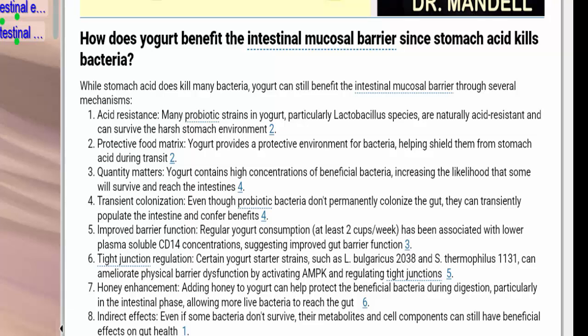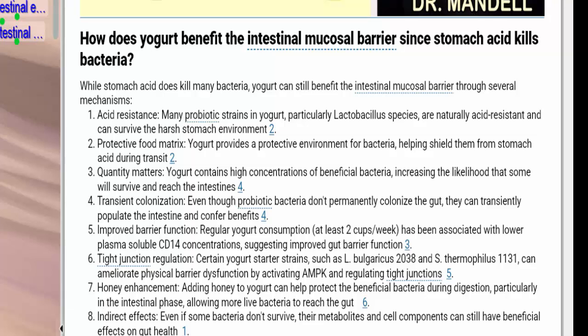First of all, acid resistance. Many probiotic strains in yogurt, particularly Lactobacillus species, are naturally acid resistant and can survive the harsh stomach environment. Then there's also a protective food matrix. It provides a protective environment for bacteria, helping shield them from stomach acid during transit. Also, quantity matters. Yogurt contains high concentrations of beneficial bacteria, increasing the likelihood that some will survive and reach the intestines.